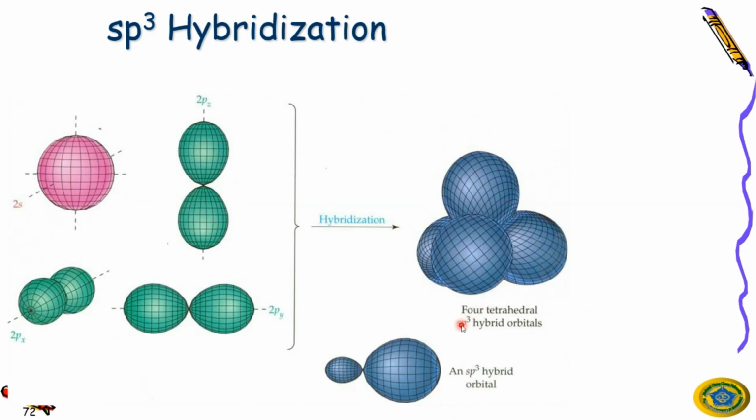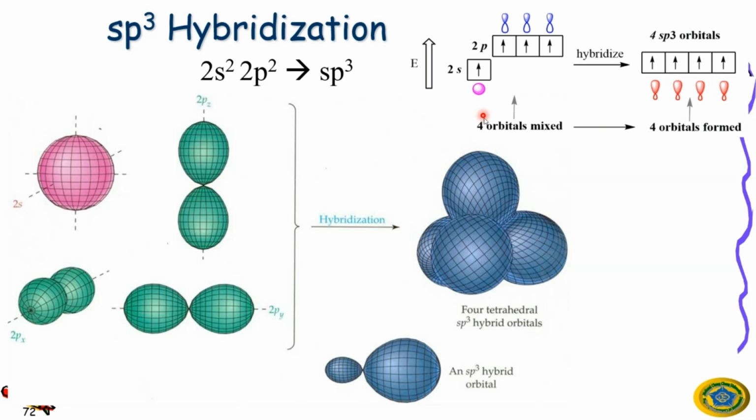So this is 4 tetrahedral hybrid orbitals, the 4 tetrahedral sp3 hybrid orbitals. It looks like this. Okay, so 2s2, 2p2 become sp3 hybrid orbitals.